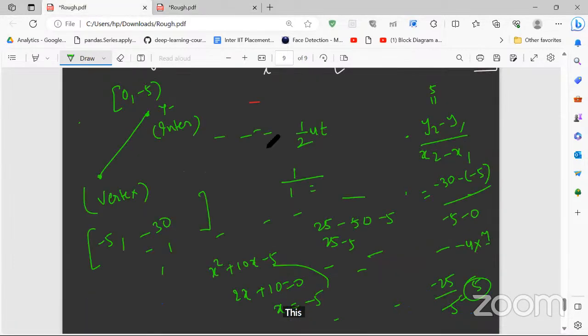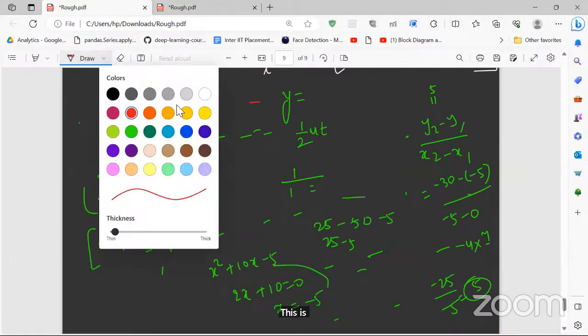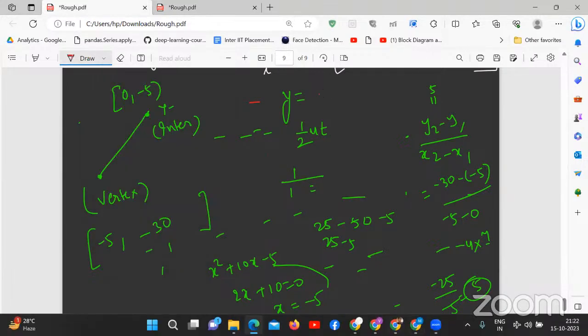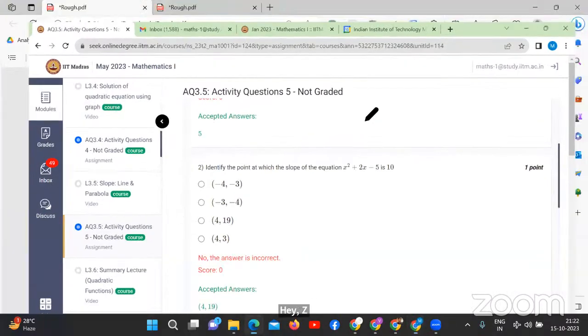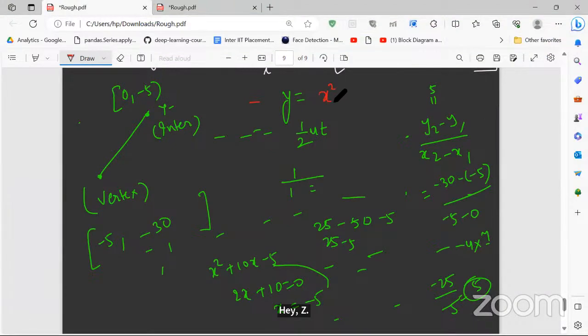Okay, so what was the equation? What is the equation? Tell me. So x square plus 2x minus 5 is 10. X square plus 2x minus 10, and minus 5, sir. That is 2x plus, minus 2, is equal to 10. Yes, sir. Slope is 10.